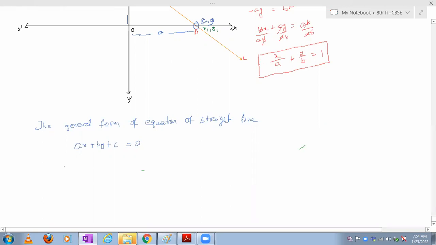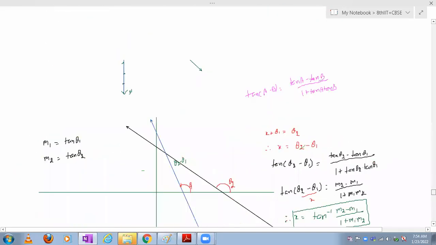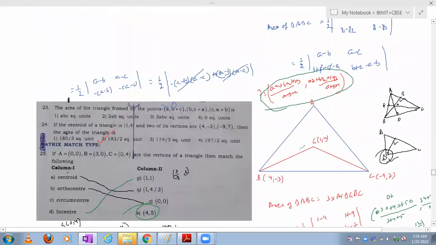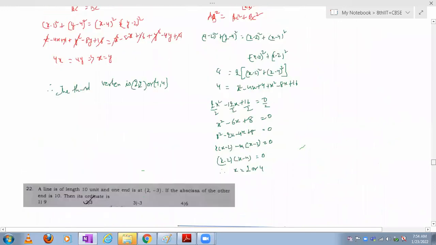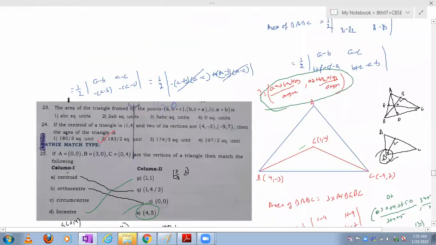General form means what? Generally, any equation of straight line is represented by ax plus by plus c is equal to 0, where mod a plus mod b should not be equal to 0. So now with the general form of equation of straight line, I gave one example.